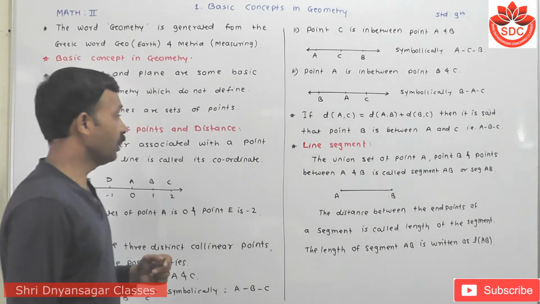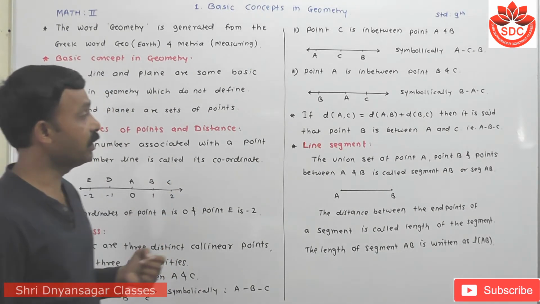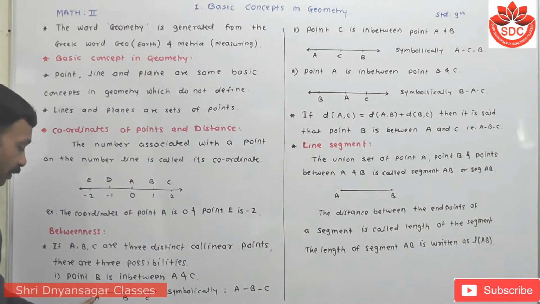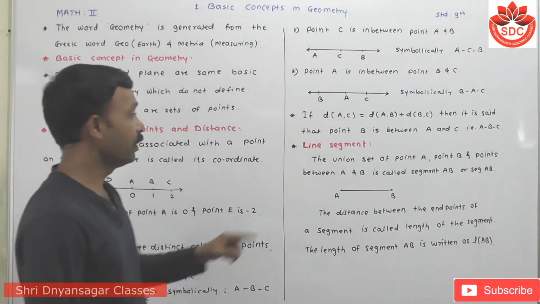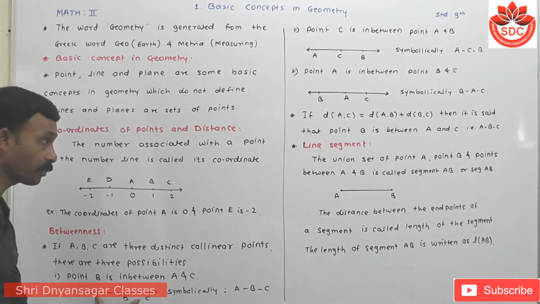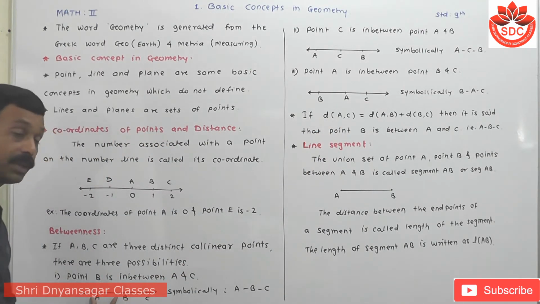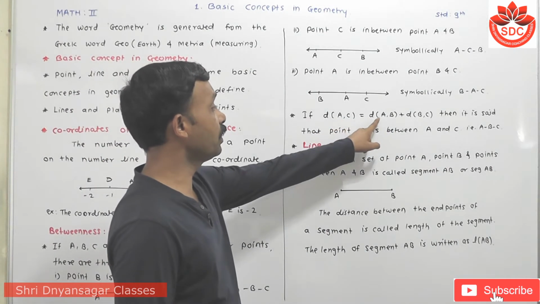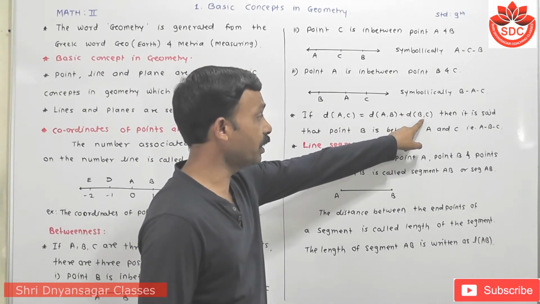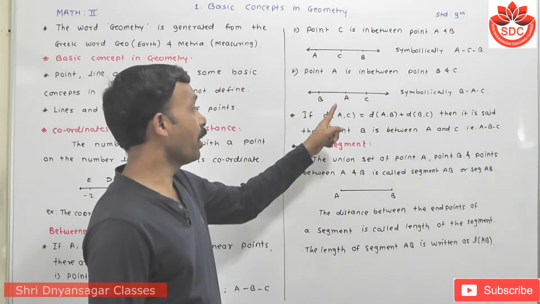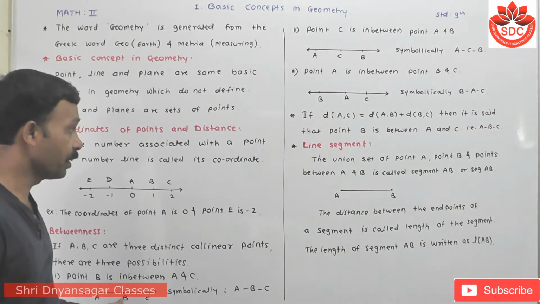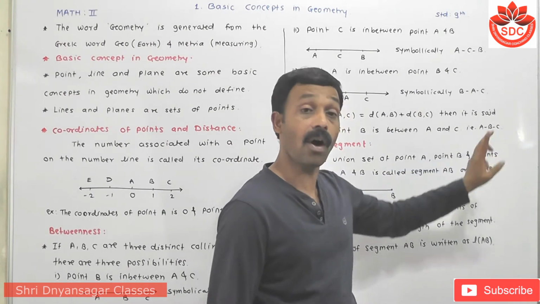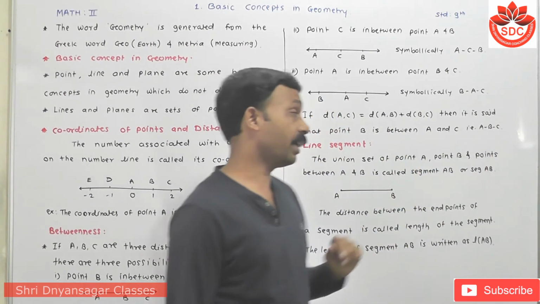Now students, the distance between these points we can find using the betweenness property. If A-B-C, then distance AC is equal to distance AB plus distance BC. Distance AC is equal to distance AB plus distance BC. Then it is said that point B is between A and C, that is A-B-C or C-B-A also.